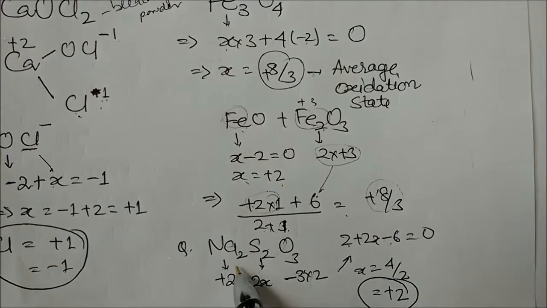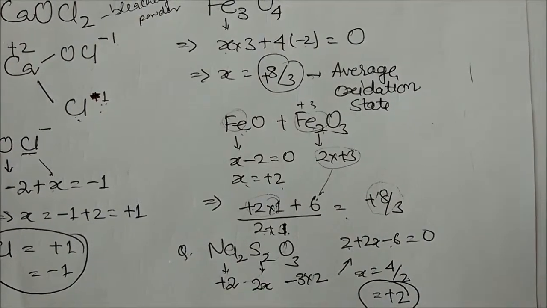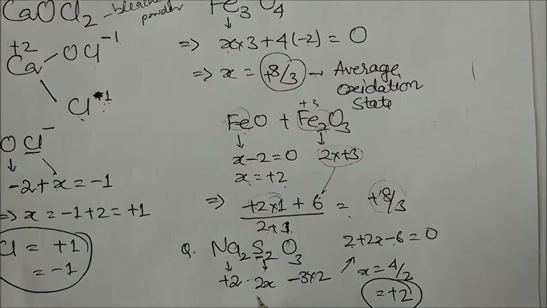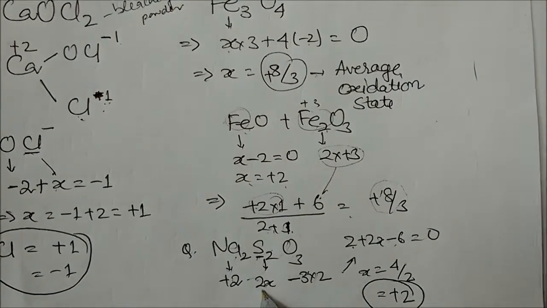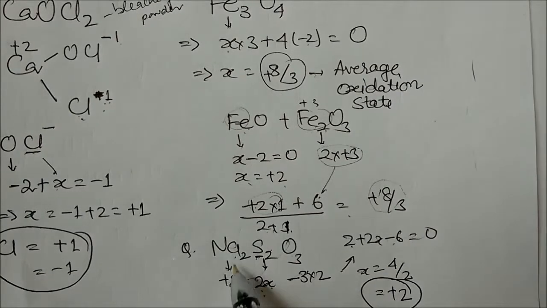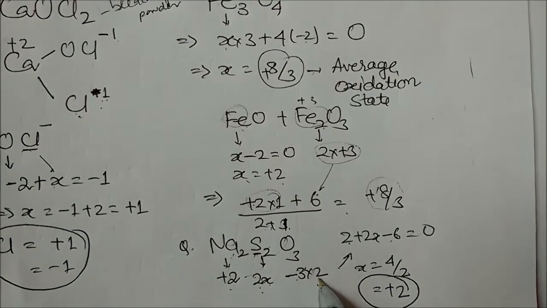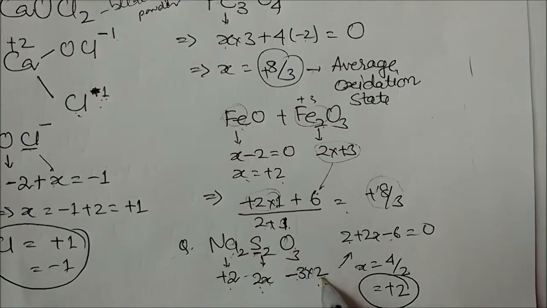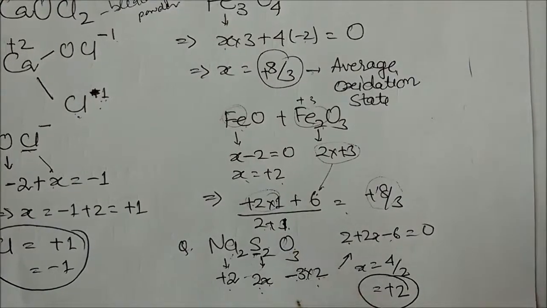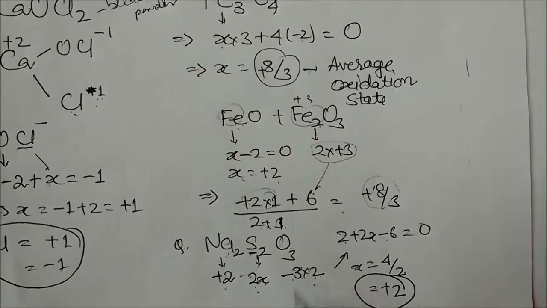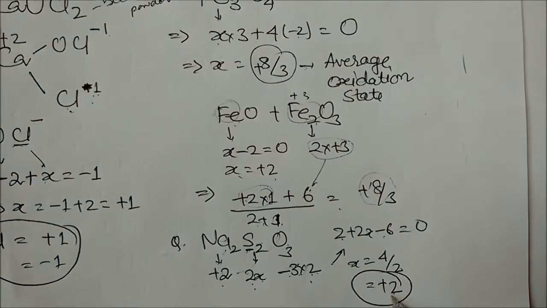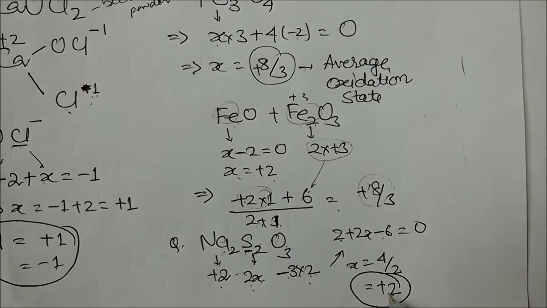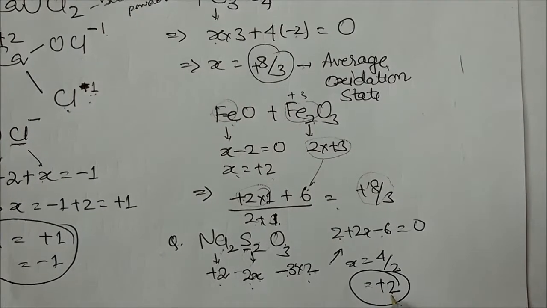One more example, Na2S2O3. Here we don't know the oxidation state of sulfur, because sodium belongs to group 1, and this is oxide. So again you take 2 into the unknown quantity, and this is 2 because 2 sodium is there. Again -2 into 3, where 3 means the number of oxygen atoms and -2 is the oxidation state of oxygen. On solving you will get x = +2. So the oxidation number of sulfur is +2.